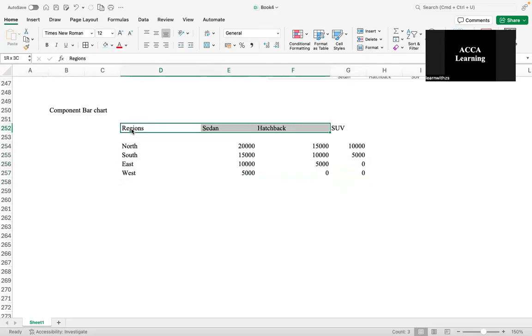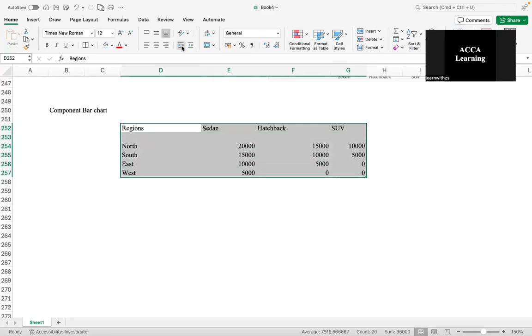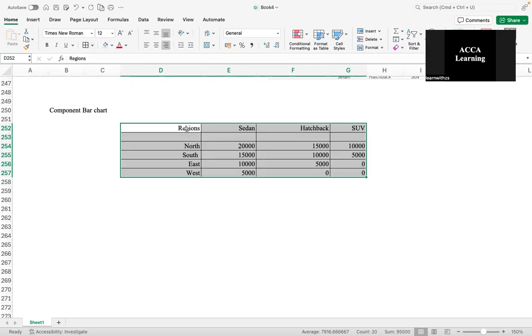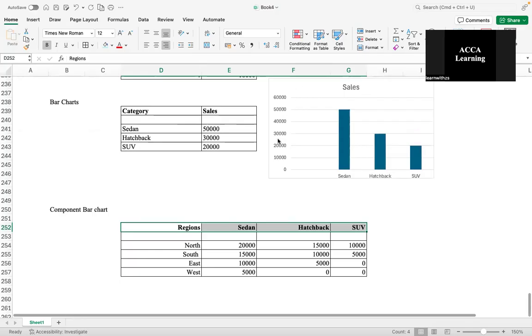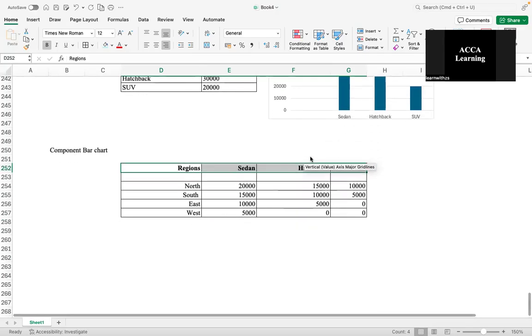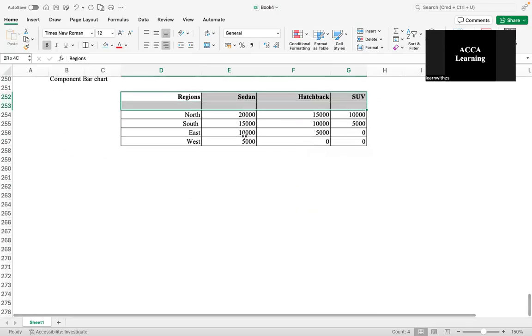Now, first and foremost, always convert this into a neat and clean table. You have a table. Now, since this is a component bar chart, this would be a little different from how a normal simple bar chart looks. I will put the table down here.